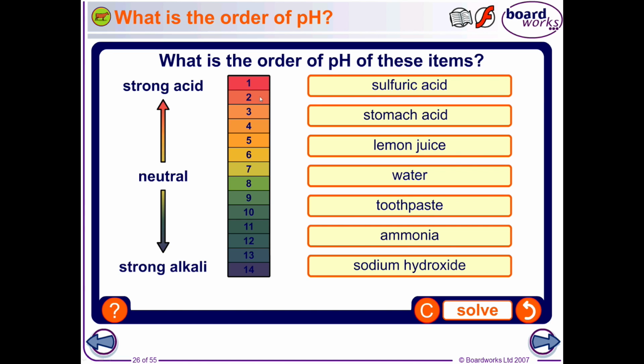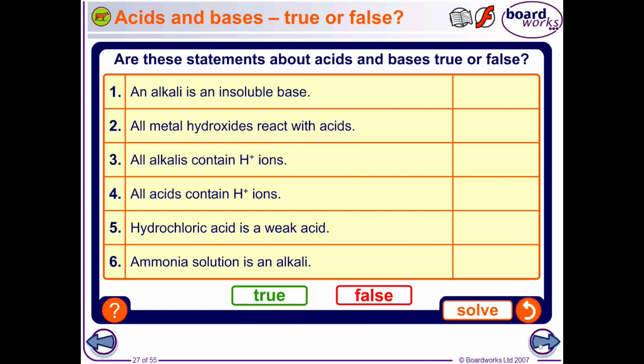Now the pH scale is used to tell us how strong the acid or alkali is, but also if we use universal indicator we can see the colour will tell us how strong the acid or alkali is. So if you use universal indicator and it turns red, then you know it's a strong acid. If it turns yellow, then you know it's a weak acid. If it turns blue, then it's sort of a strongish alkali. If it turns purple, then it's a very strong alkali.